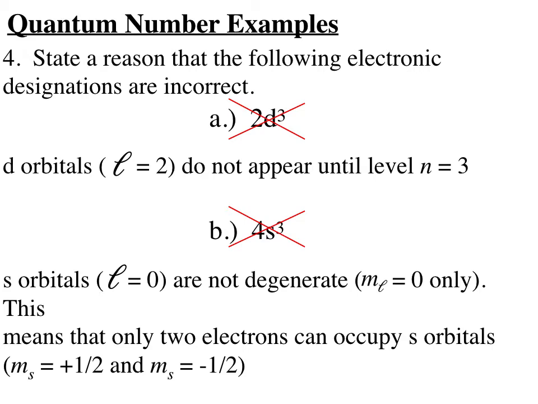The problem with this designation lies in the fact that the superscript is 3. Because L is equal to 0 for an s orbital, m sub L is 0 for an s orbital, or the s orbital is non-degenerate. And non-degenerate orbitals can only hold a spin up and spin down electron of m sub S plus 1/2 and minus 1/2. So you can only occupy 2 total electrons in an s orbital, so this is invalid as well.